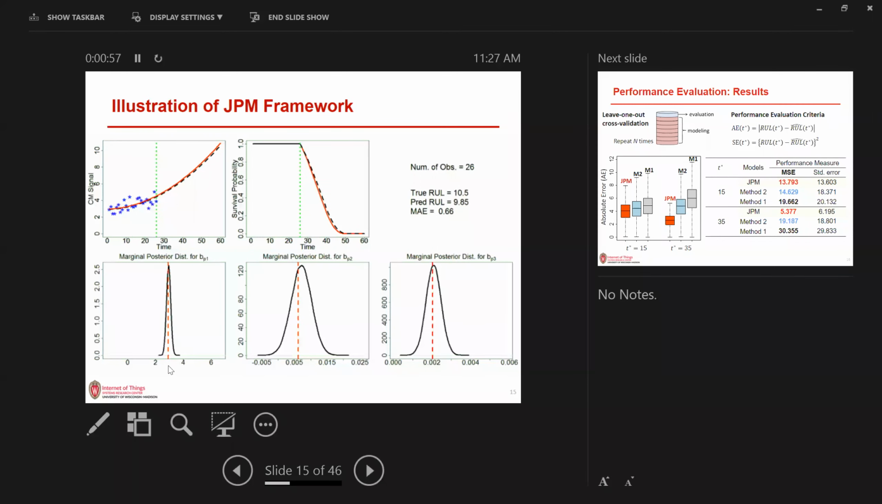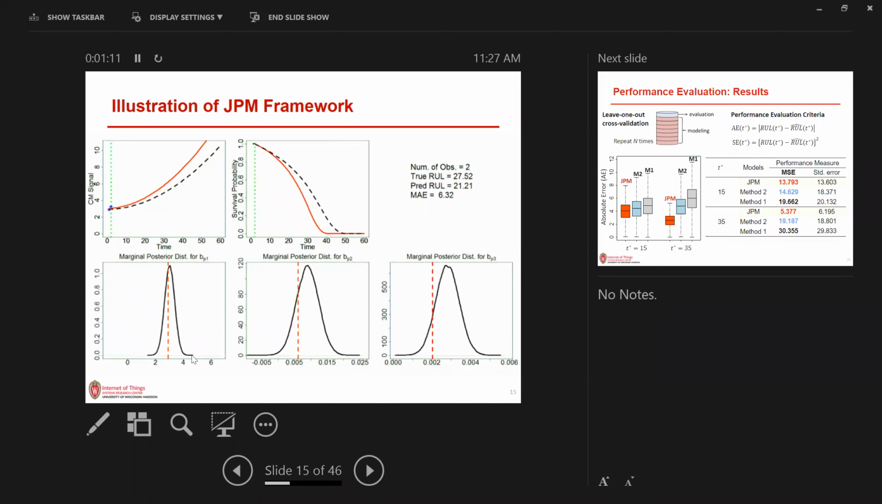And the bottom three panels are the Bayesian illustration. Essentially, we use a Bayesian approach to update the model. You can see the model parameter updating. This shows the posterior distribution. You can see the posterior distribution will converge to the underlying truth. So this is how the model will work.